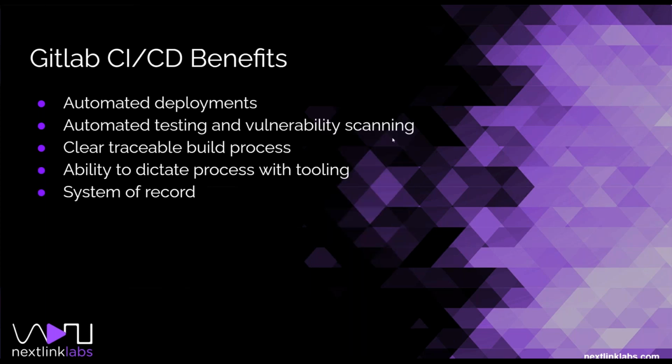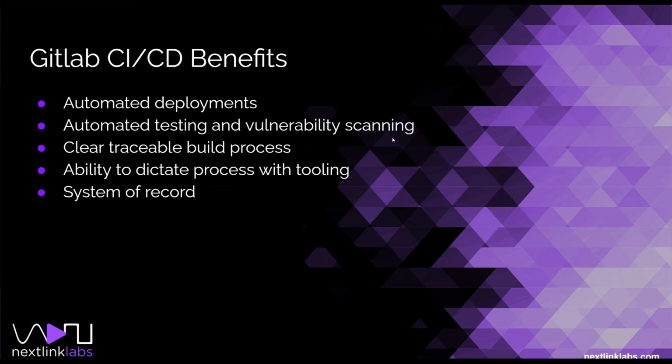So GitLab itself has a CI/CD product that is really great. Some benefits of this are that you're able to get automated deployments. We talked about rapid iteration, and there's really no way to do rapid iteration well without automation. GitLab CI/CD, their pipeline feature, functions as the automated deployments part.